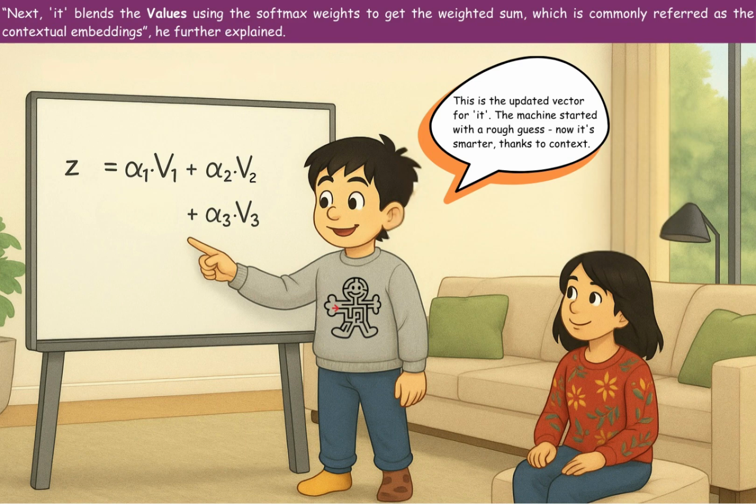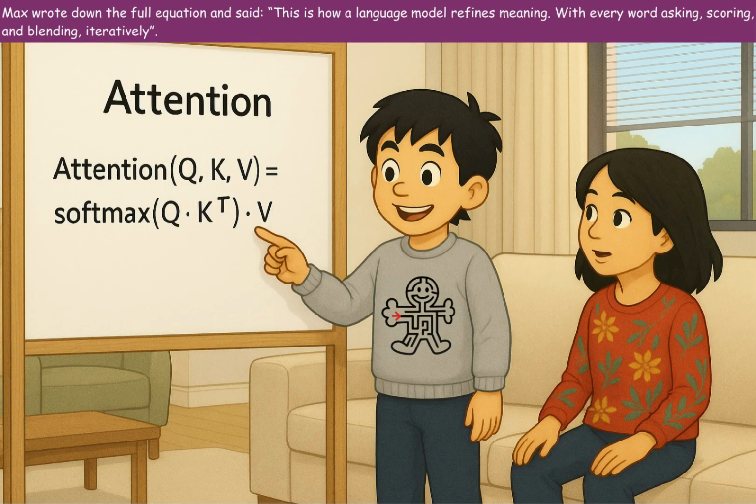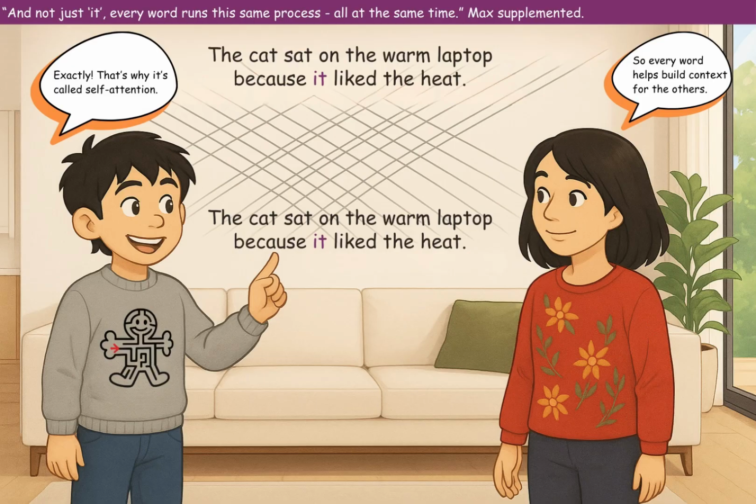The machine started with a rough guess. Now it's smarter, thanks to context. Max wrote down the full equation and said, This is how a language model refines meaning, with every word asking, scoring, and blending iteratively. Attention(Q, K, V) equals softmax(Q times K transposed) times V. And not just it. Every word runs the same process all at the same time. Max supplemented, So every word helps build context for the others. Exactly. That's why it's called self-attention.